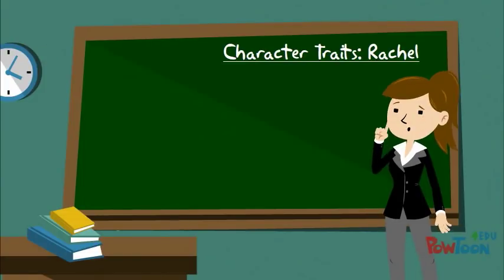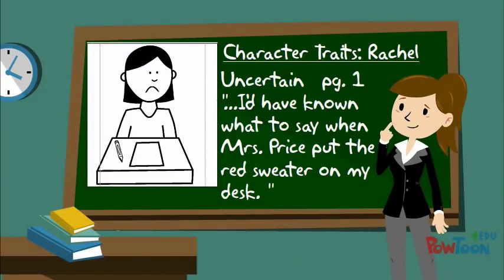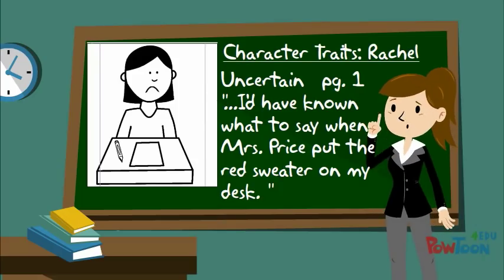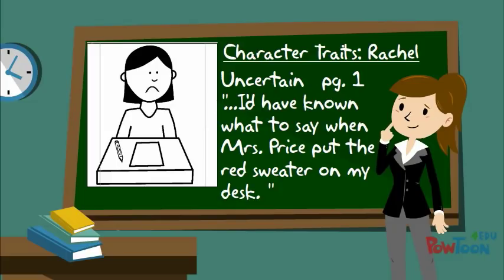Let's look at Rachel from the story 11. I could say that Rachel is uncertain. That is her character trait. The text evidence that I have is from page 1, where it says, "I'd have known what to say when Mrs. Price put the sweater on my desk." When Rachel says that she doesn't know what to say, that tells me that she is uncertain. That's a character trait I can use to describe Rachel.